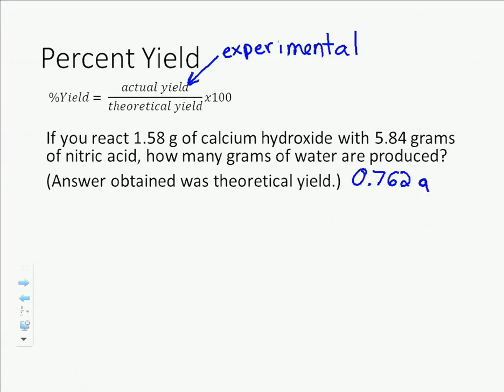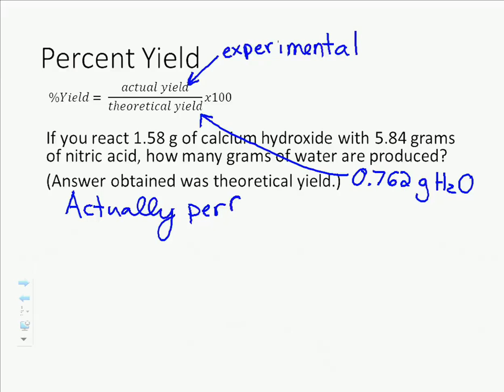0.762 grams of water. So is that your theoretical yield? Yes, because that's how much you calculated you should have produced. But what if I tell you instead you actually produced, or you went into the lab and performed a whole bunch of reactions and you ended up producing 0.579 grams of water.